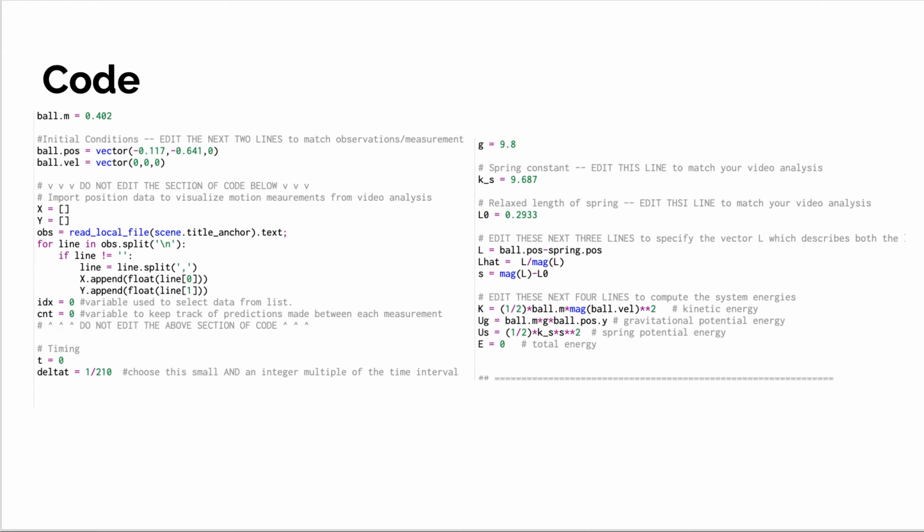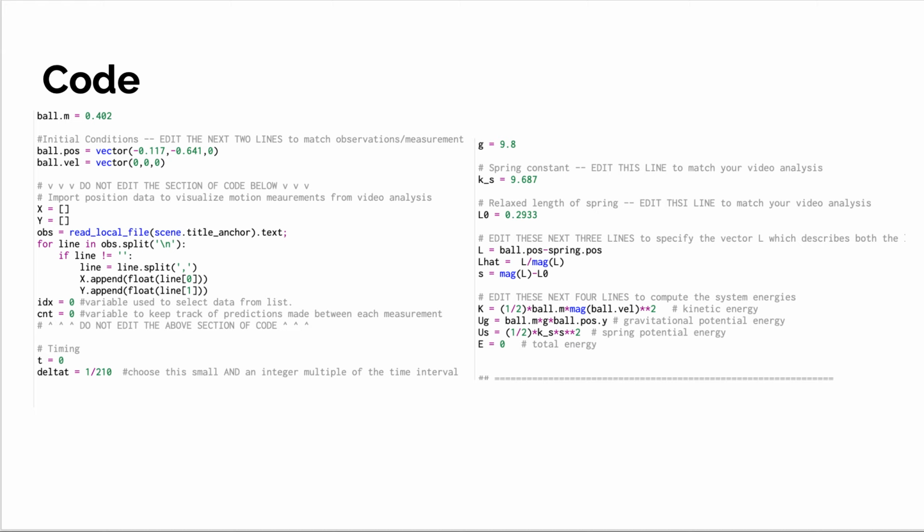Next, we were going to construct our computational model. We set the initial conditions that we were given at the beginning of the problem, setting the mass and the position and the velocity vectors accordingly. We then were able to set G to 9.8, the spring constant that we found, to 9.687, L0 to what we have found, and also edited the lines to describe L, which was ball position minus the spring position.